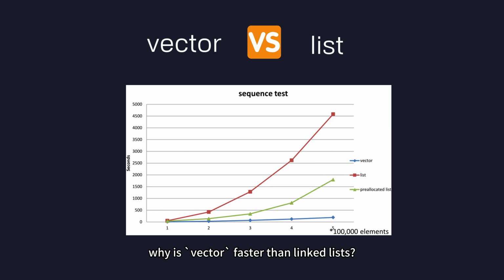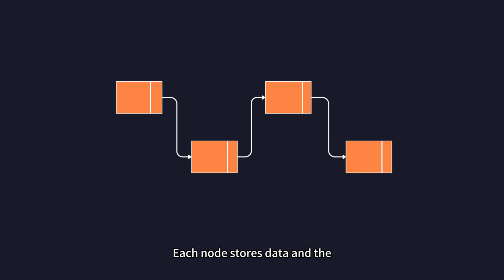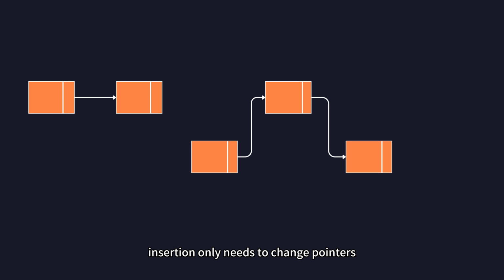Why is vector faster than linked lists? A very interesting point is that many people or courses tell you linked list insertion is fast. For example, here is a linked list containing 4 nodes. Each node stores data and the position of the next node. Theoretically, insertion only needs to change pointers, and it should be fast. But in the real world, vector is often faster than linked lists. This is a point contrary to intuition.